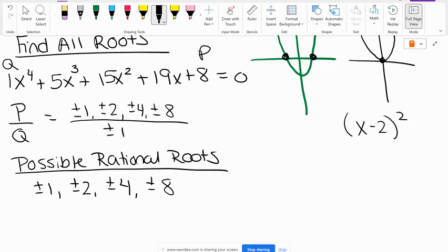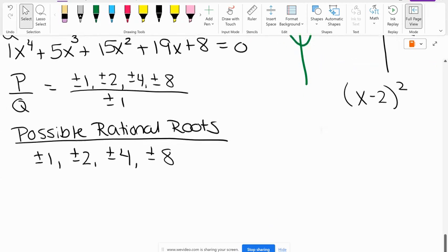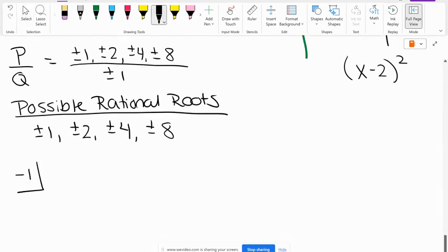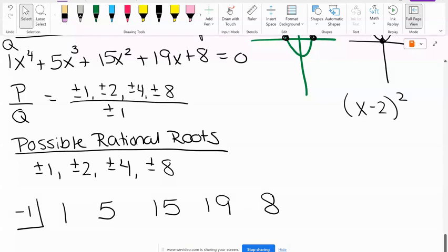Good, synthetic substitution. All right, let's start with negative 1. When we list out our leading coefficients, we have 1, 5, 15, 19, and 8. Now I was at x to the fourth power. What did I say to bring it down to? To a degree of 2. So how many times do I have to do synthetic substitution? Twice to get it down to a degree of 2. So this is negative 1.